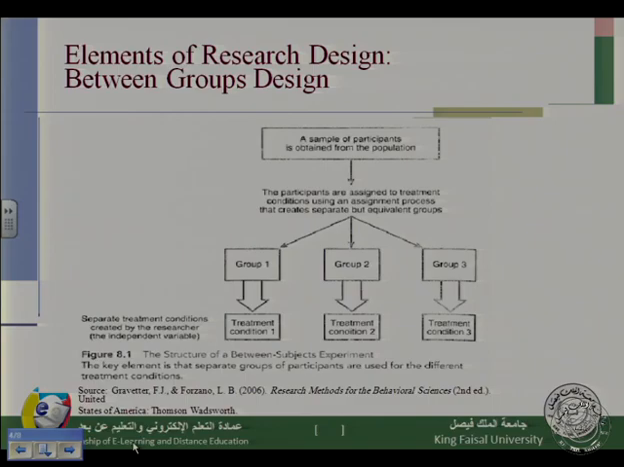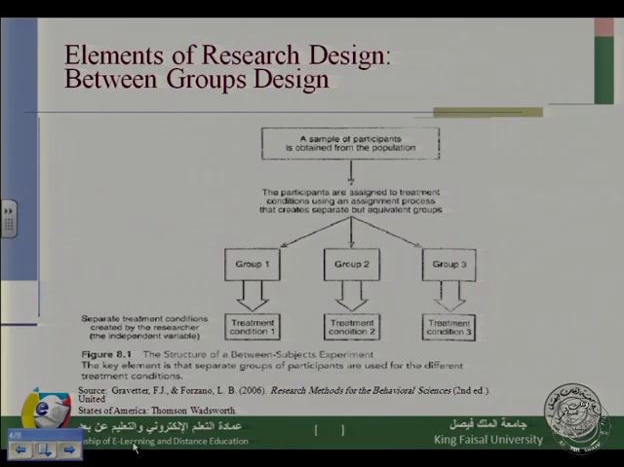So here we have an example. It's taken from Graziano and Raulin, 2006, Research Methods for the Behavioral Sciences, 2nd edition. Here we have between group designs. We have a sample of participants, which is obtained from the population. The participants are assigned to treatment groups. After you have your sample, you assign them to groups, and you need to specify the criteria of assignment. I selected these people for group number 1 because they are such and such, unless they are all similar.